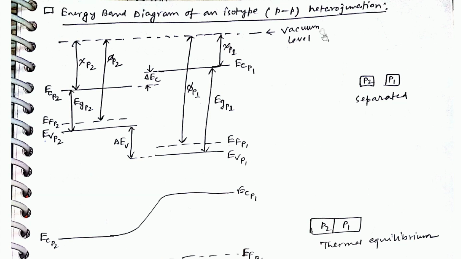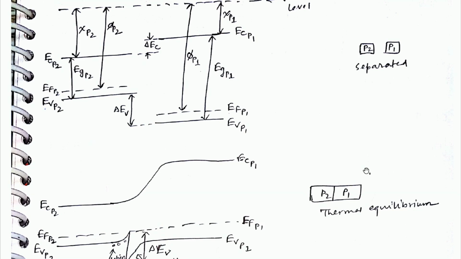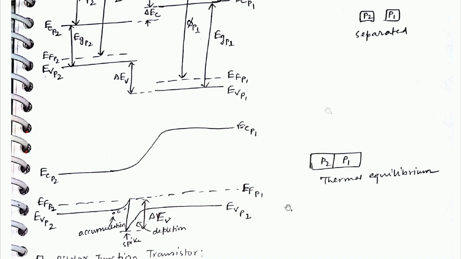The previous one was for a PN heterojunction, this is for a P heterojunction. The same thing, in the same way we can draw the energy band diagrams.